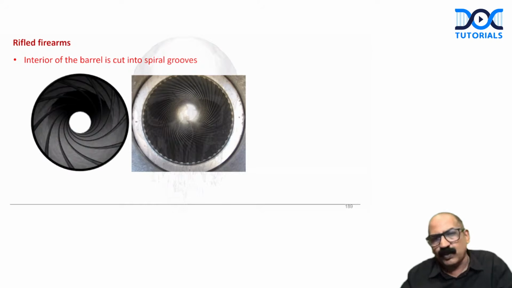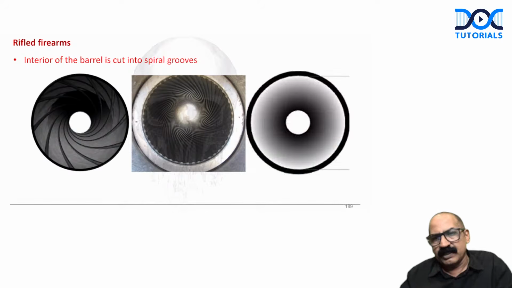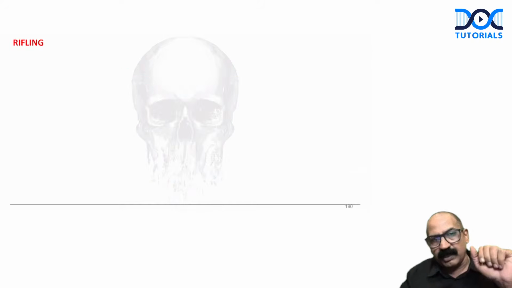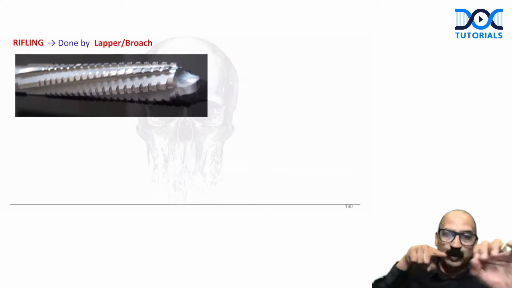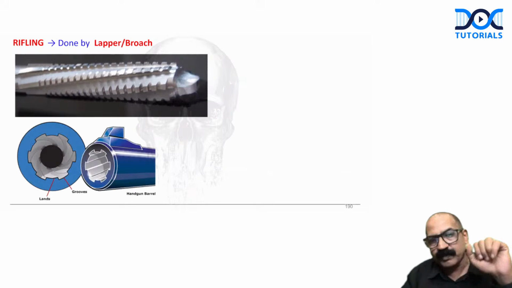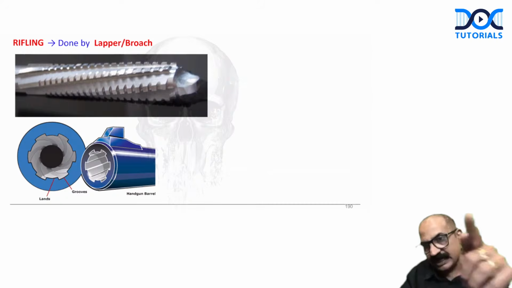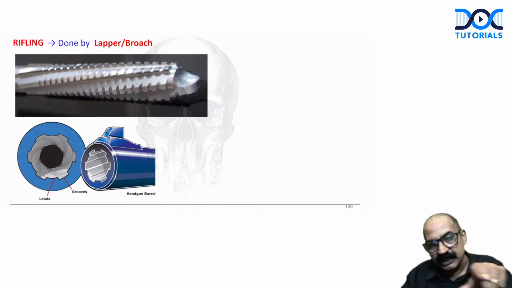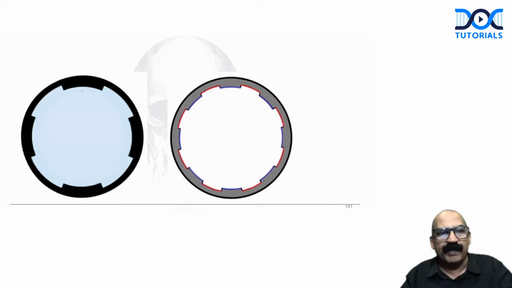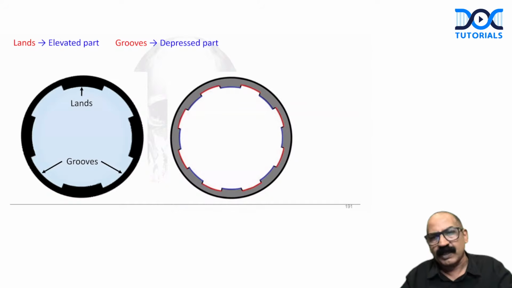Cut into spiral grooves. And in smoothbore, there are no spiral grooves. Rifling is done by an instrument called a lapper. When the lapper is passed through a solid stainless tube, it cuts spiral grooves in the interior. On cross section, you can see elevated parts and depressed parts. The elevated part is known as lands and the depressed part is known as grooves.